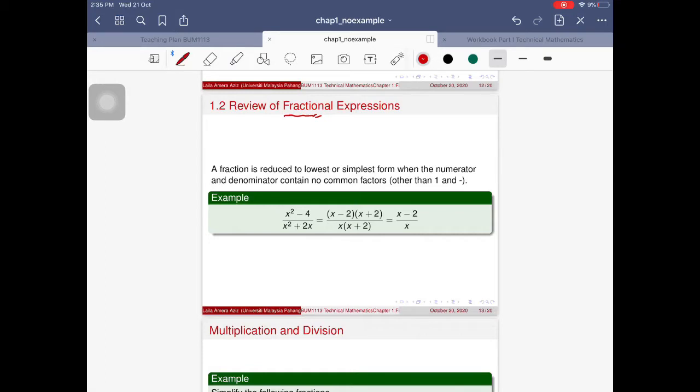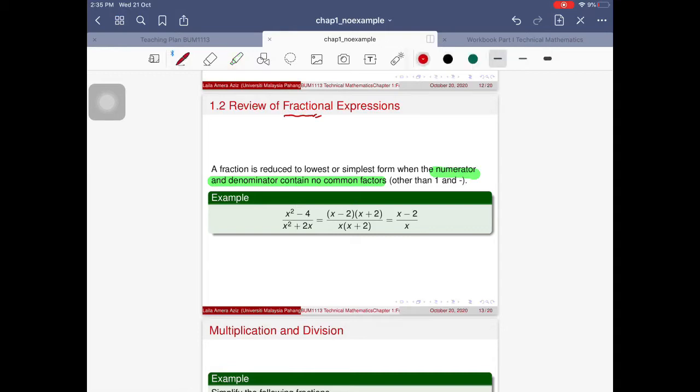A fraction is reduced to lowest or simplest form when the numerator and denominator contain no common factors. So the main point is that when you do the operation, you have to make sure that the numerator and the denominator contain no common factors. Unless you get this done, it is still incomplete.